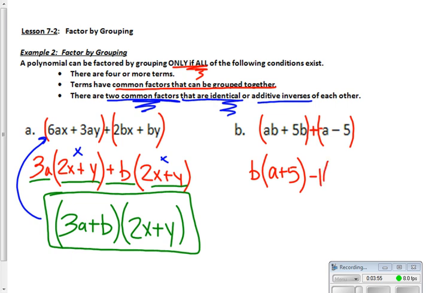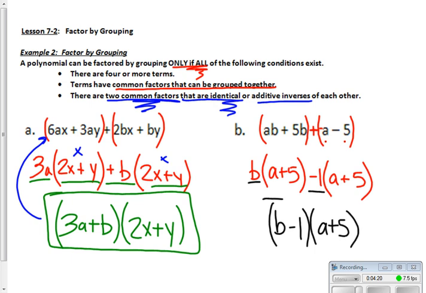When I factor out a negative 1, the negative a here is now a positive a, and the minus 5 or negative 5 is now a positive 5. Now I have 2 identical pieces there, so you can see it checks out again. So I'll go ahead and write this as b minus 1 in parentheses, and then my identical a plus 5 in parentheses, and this would be our answer. And again, if you wanted to double check, you could go ahead and FOIL it. But this is how you would factor by grouping.